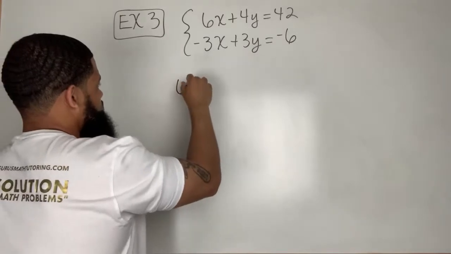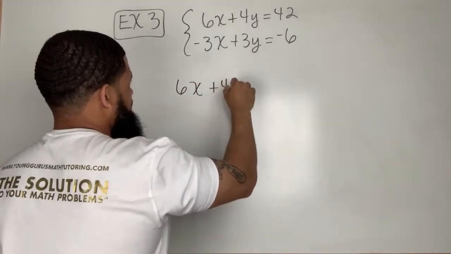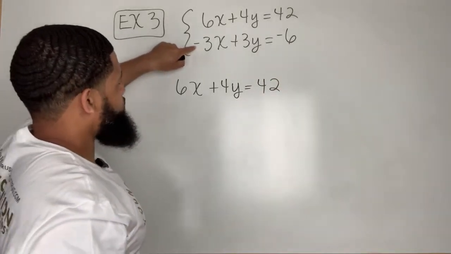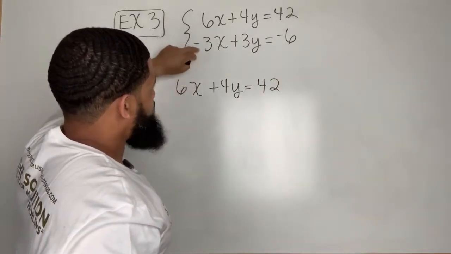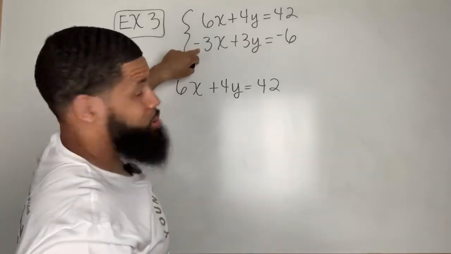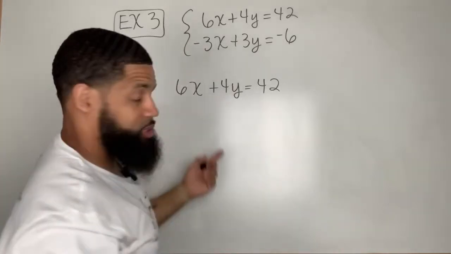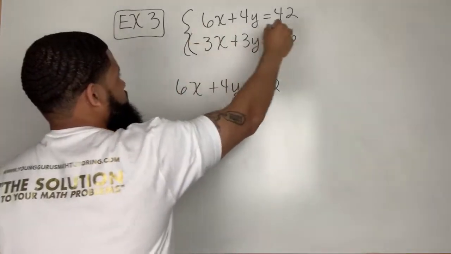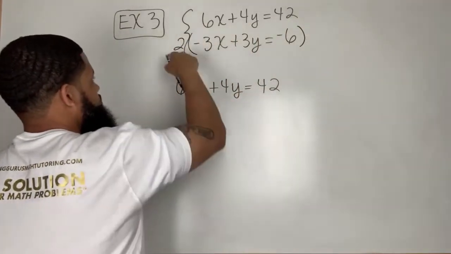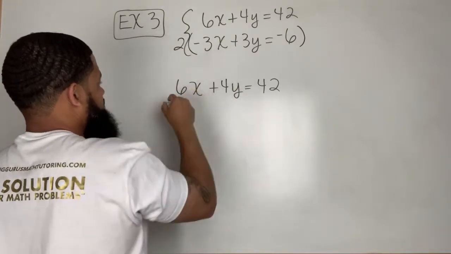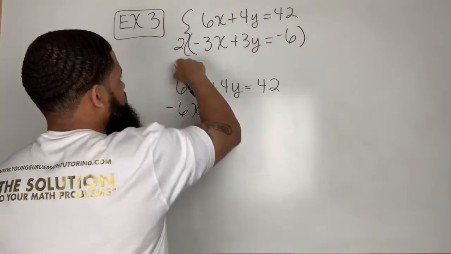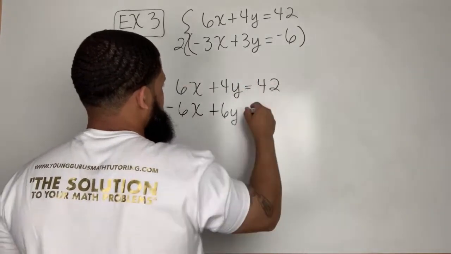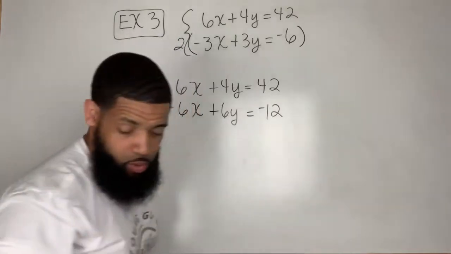So I'm going to bring down the first one, 6x plus 4y equals 42. Now, for me, I would multiply the second one by 2 because 2 times negative 3x gives me negative 6x. So I'm going to multiply the second one by 2 this time. 2 times negative 3x gives me negative 6x, 2 times 3y gives me 6y, and 2 times negative 6 gives me negative 12.